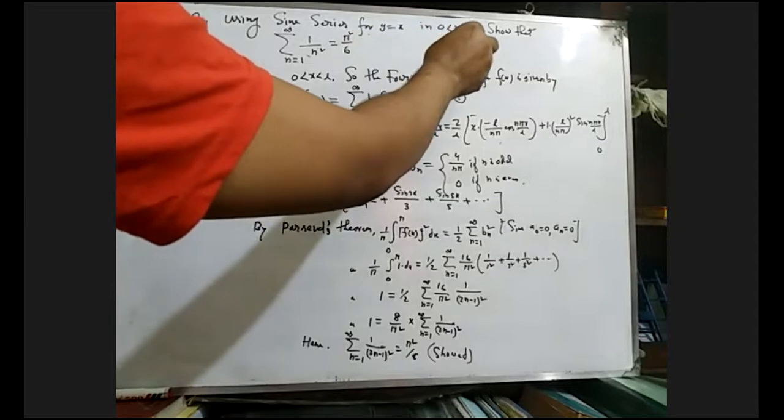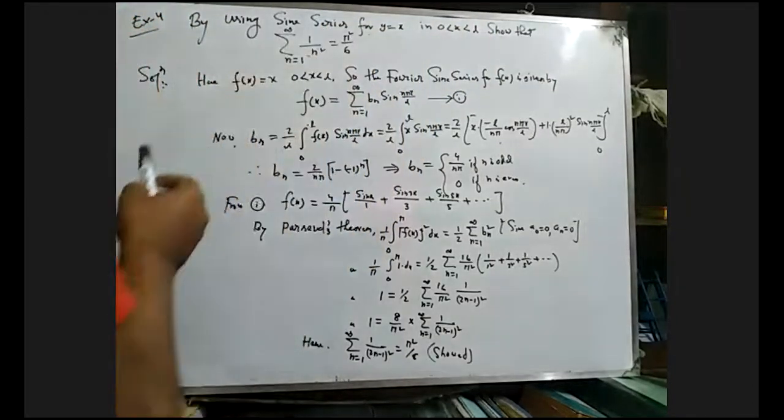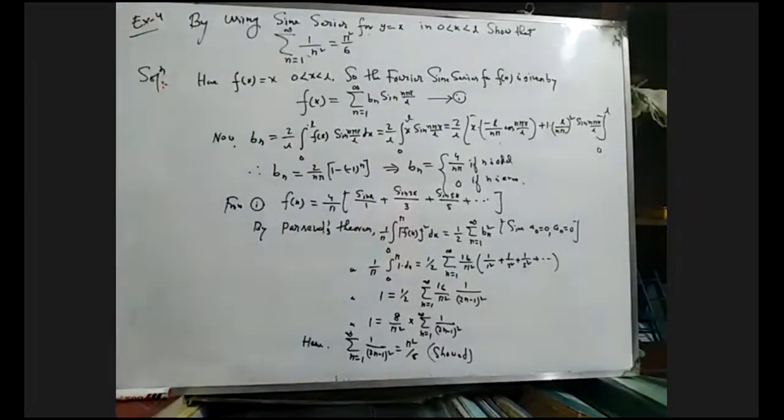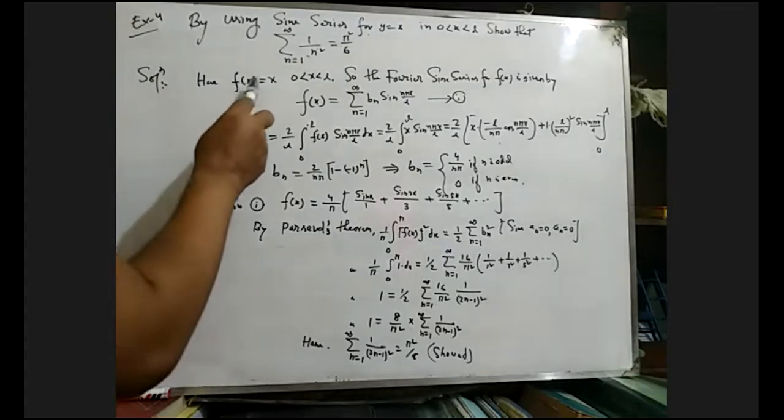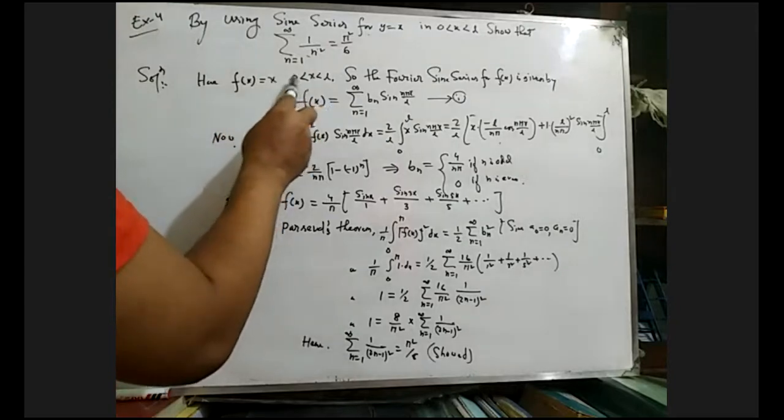Okay, this example: by using Fourier series for y equals to x in the interval 0 less than x less than l, you have to show this series, that means summation n equals to 1 to infinity 1 by n square equals to what will be? Pi square by 6.